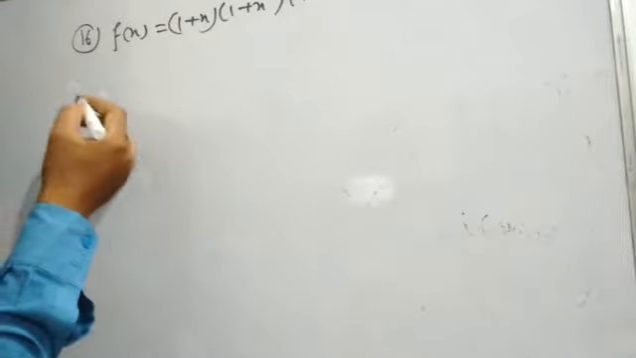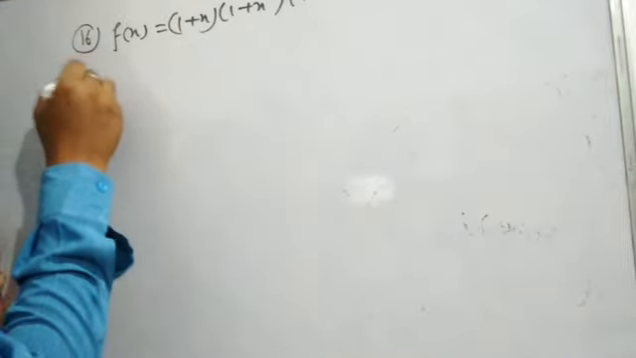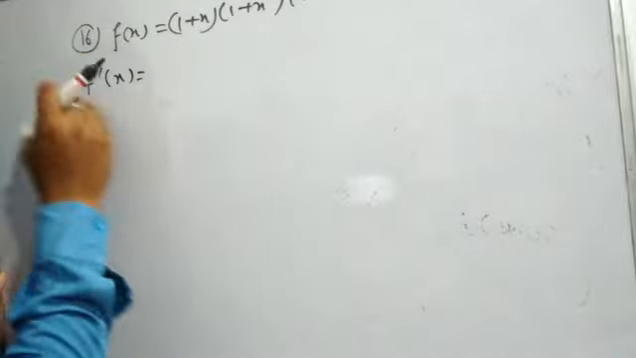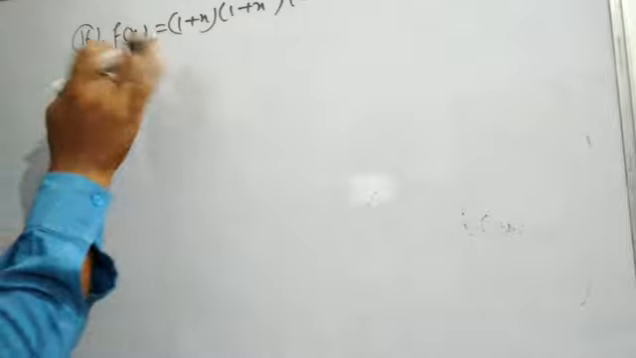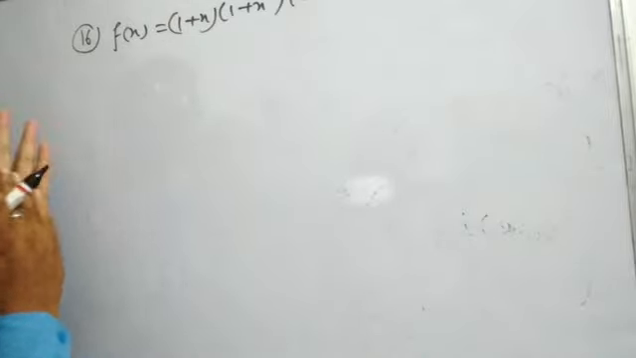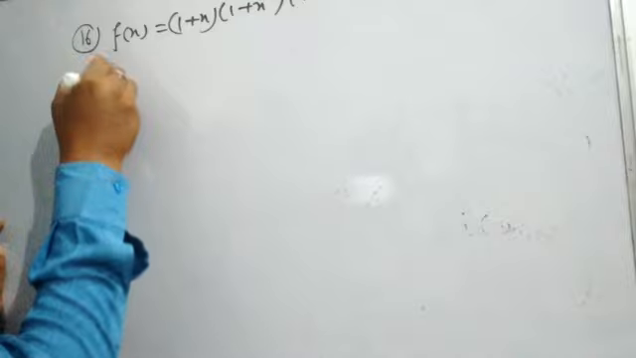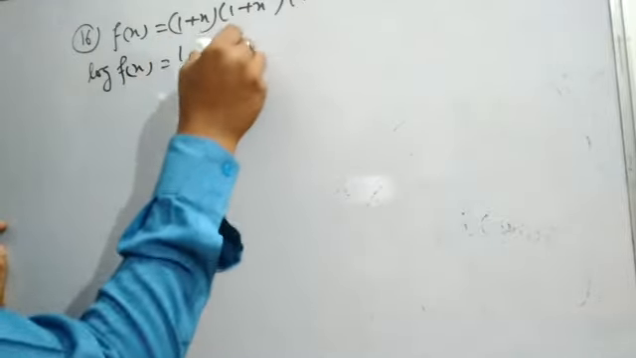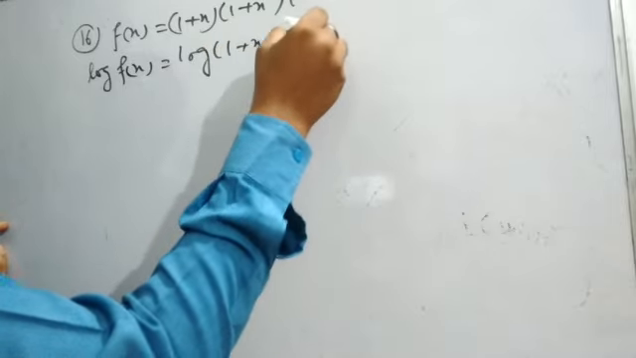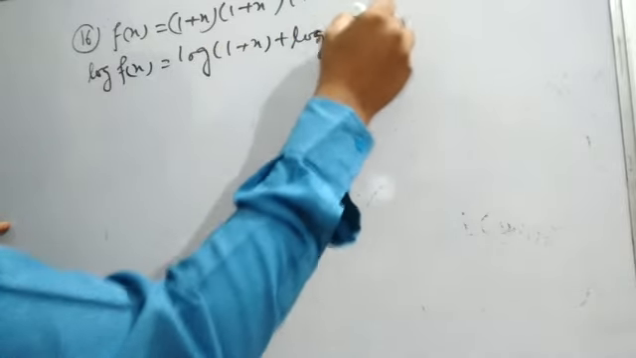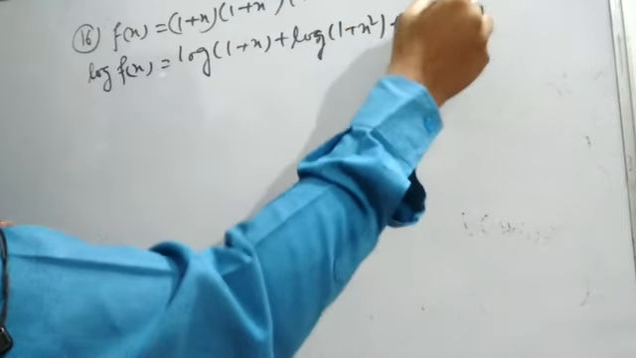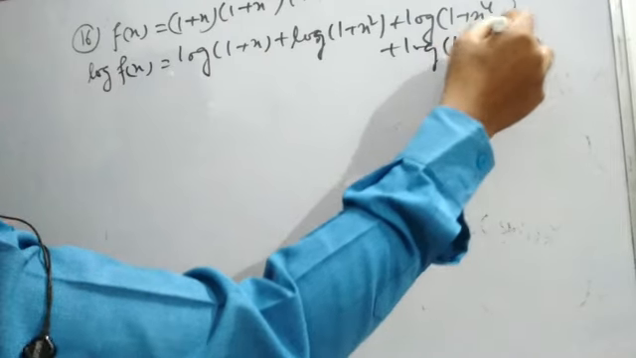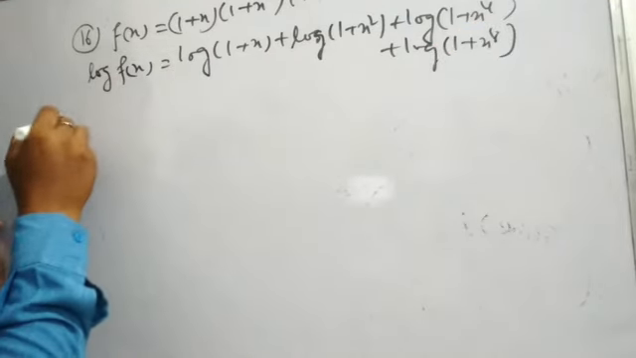So what is f dash? That is the derivative of the f function. F dash x, what will it be? It will be a derivative. But before that we have to take the logarithm on both sides, because that is in multiplication form. So log f of x is equal to the sum of these terms, that is log 1 plus x plus log 1 plus x square plus log 1 plus x to the power 4 plus log 1 plus x to the power 8. Then differentiate both sides with respect to x.